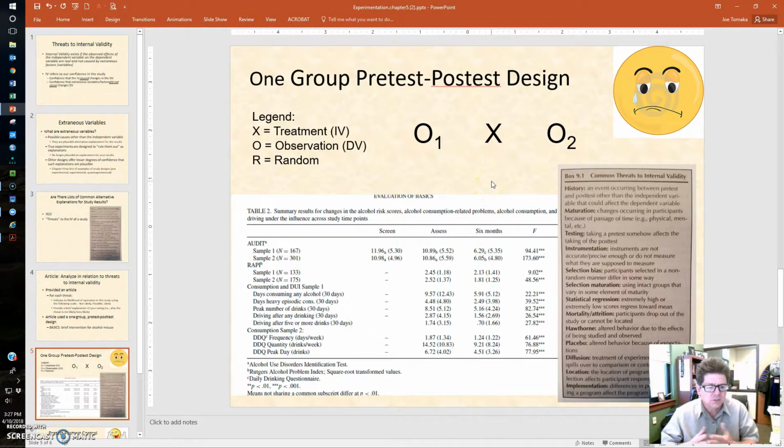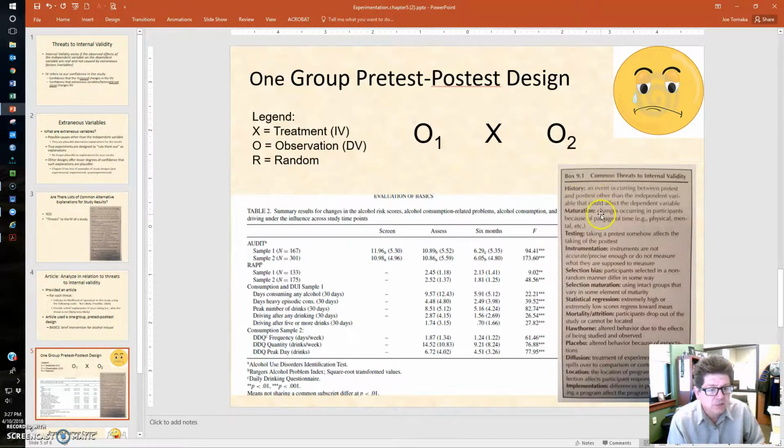But the question is about the internal validity. Are those effects real? Are they due to the intervention? Or are there plausible extraneous factors that could have accounted for the results? And that list of common extraneous factors are the threats to internal validity. So I won't go through all of them for you, but I'll go through a few of them.